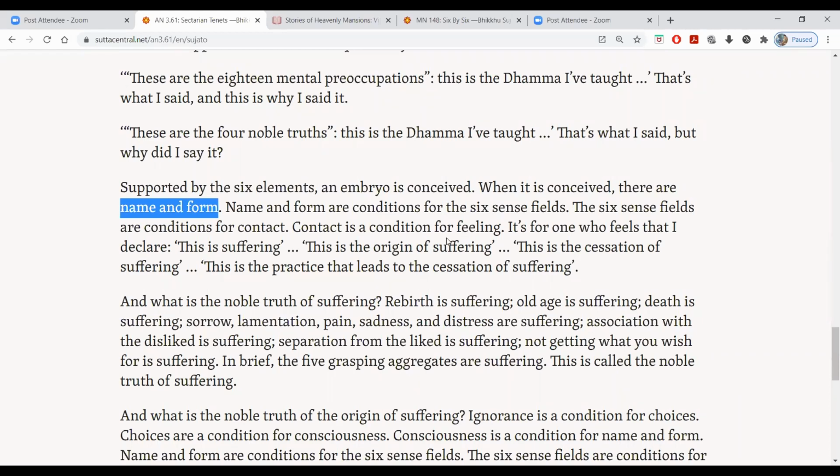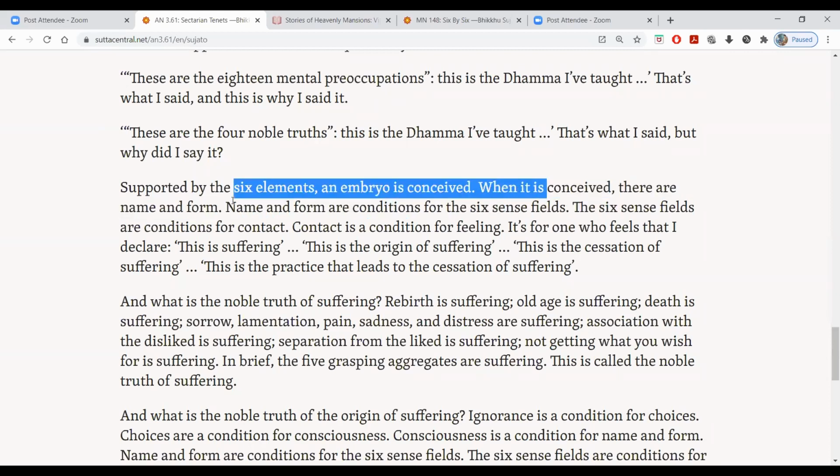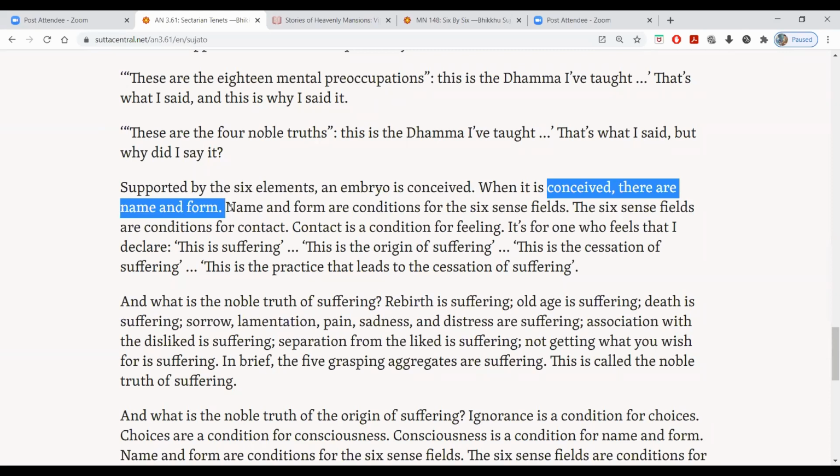That is why no one can create a new being without the support of a consciousness. Without the support of a consciousness, no one can create a new being. If it was possible, the scientists would have already created such a being. It's impossible. There should be this consciousness as a mental factor. And when the conception happens, there are name and form. So these 2 things start growing inside the mother's womb, okay?